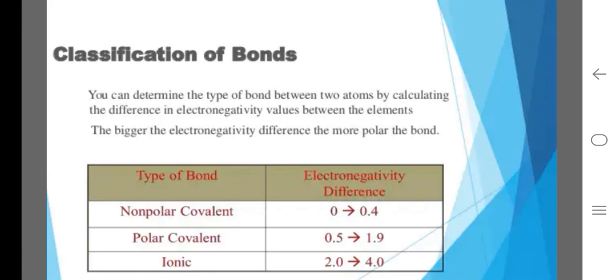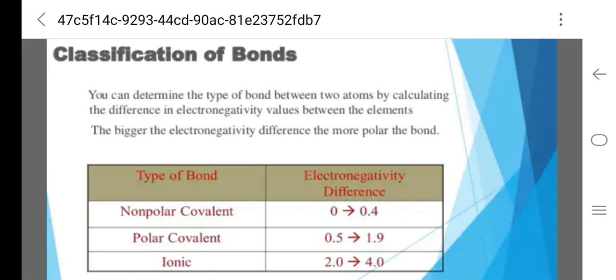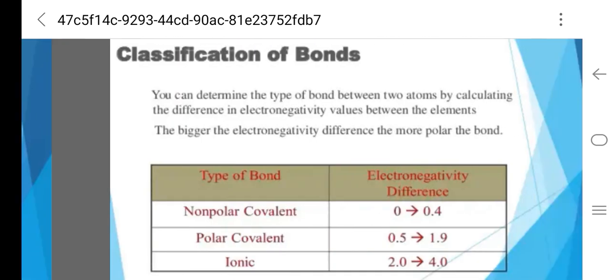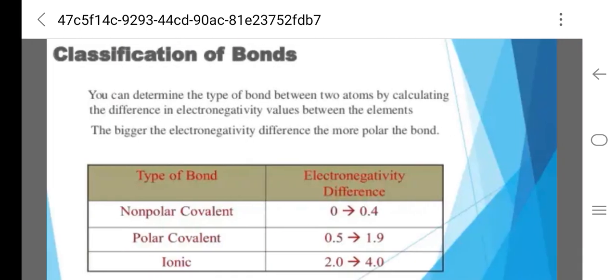For example, NaCl is an ionic bond formed between sodium, which has one positive charge, and chlorine, which has one negative charge. The overall charge is neutral. This is the ionic bond.